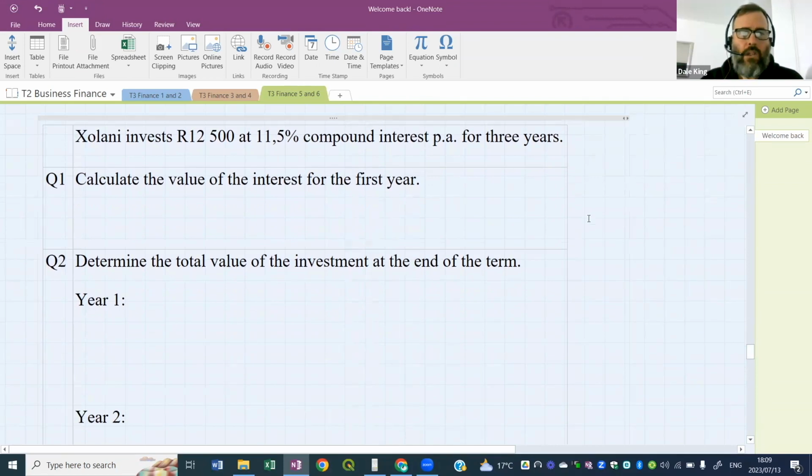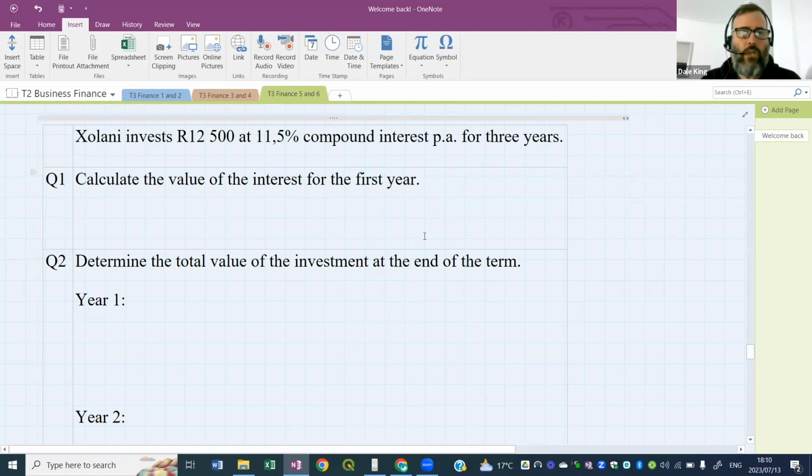So please go ahead, and I'll give you 2 minutes to calculate the value of the interest for the first year if we are investing 12,500 at 11.5% compound interest PA. Remember, PA stands for per annum, and this is for 3 years. But question one just wants to know, what is the interest for the first year? So go ahead and calculate that, and then let us know when you are done.